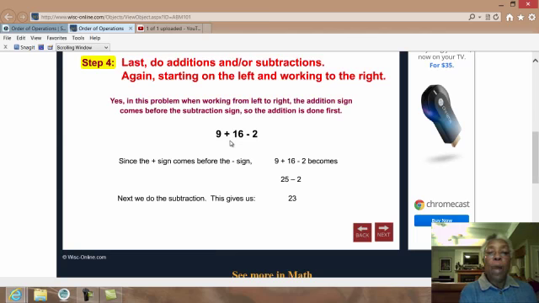Yes, in this problem, when working from left to right, the addition sign comes before the subtraction sign. So the addition is done first, 9 plus 6. Let's look at this. Since the plus sign comes before the minus sign, 9 plus 6 minus 2 becomes 15 minus 2. Next, we do the subtraction, and 15 minus 2 gives us 13.